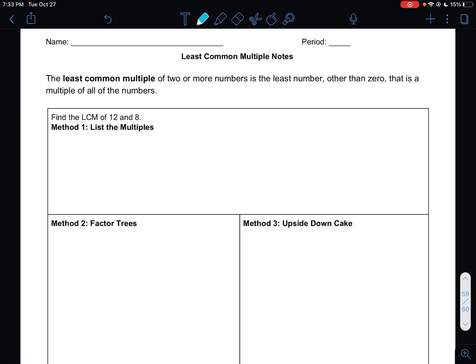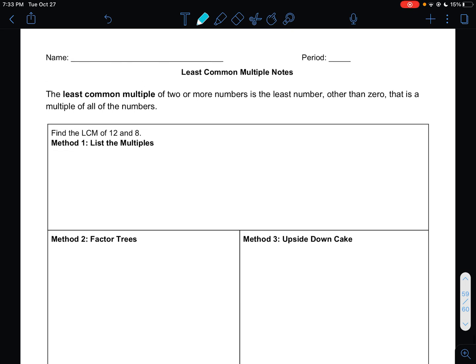Hey guys, today we are going to be moving on from distributive property and greatest common factor and talk about least common multiples. So this page is in your packet. It's towards the back. It's one of the last pages before the study guide, so please find it in your packet right now.